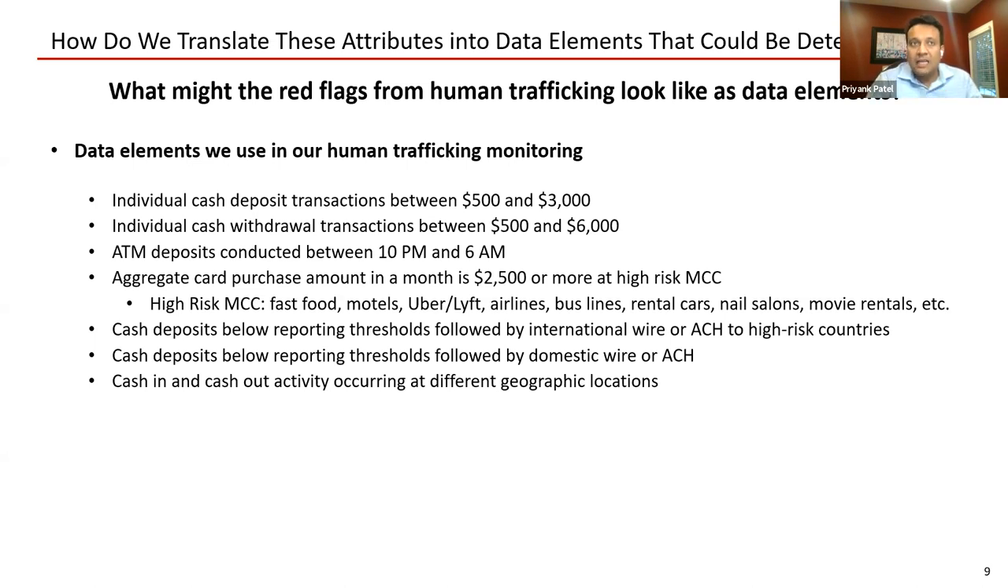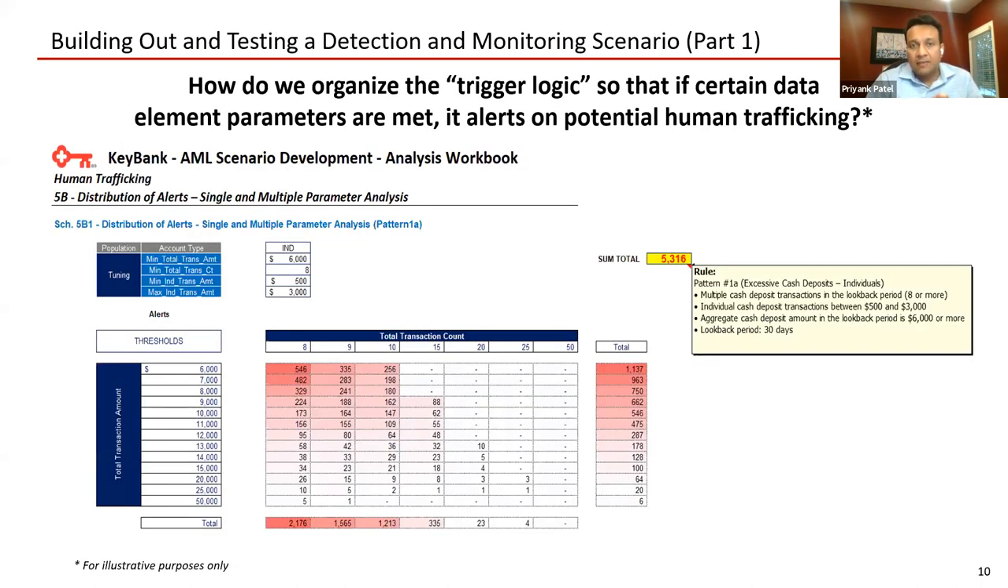So once we have this list of data elements, the next step is to start configuring the initial design. Mark, if you go to the next slide, the first step is obviously to start simple, but we all know it's going to give us a lot of data because cash is common. As you can see here, we look simply at deposits between $500 and $3,000, aggregating more than $6,000, and the distribution of data shows the count and the amount. If you go with this as a scenario or typology, it is going to create over 5,000 alerts, and that is not the intent. The intent is to do spear phishing. This is not the way of detecting significant cash activity.